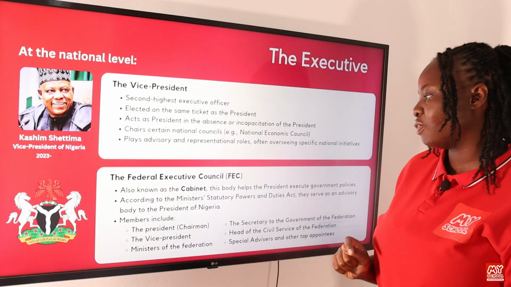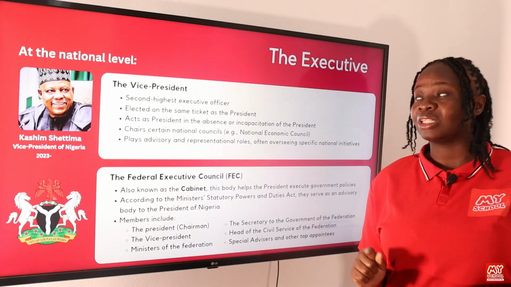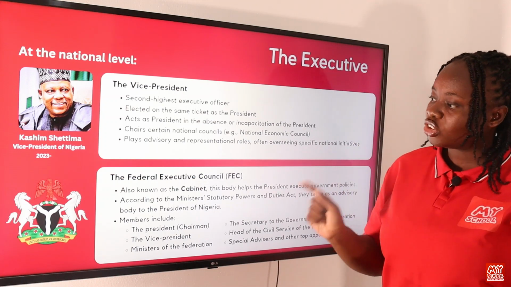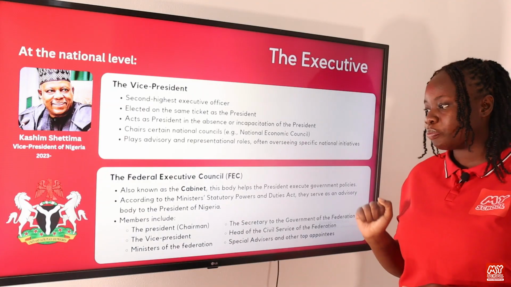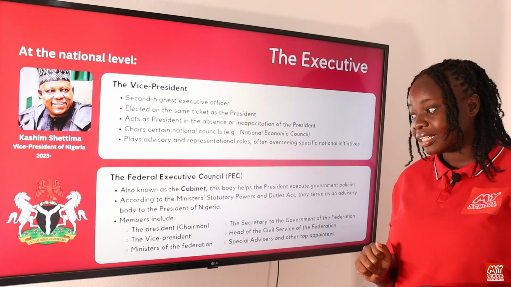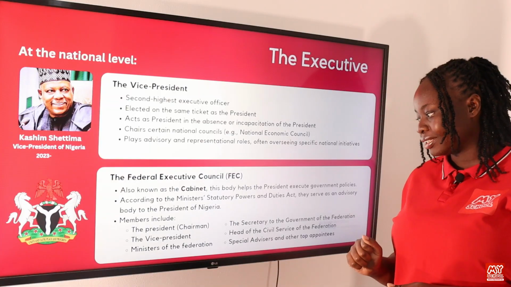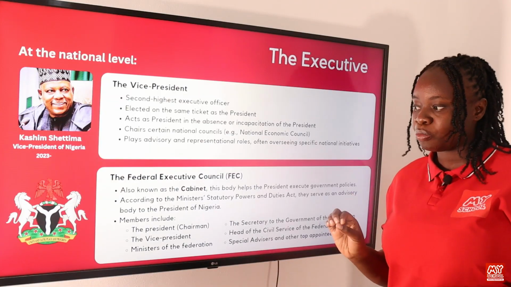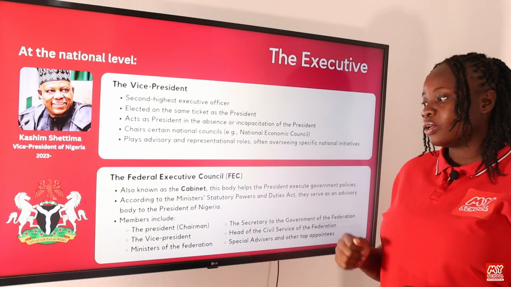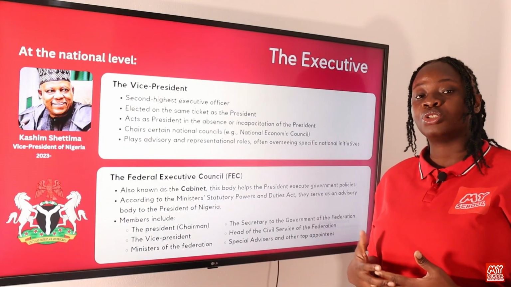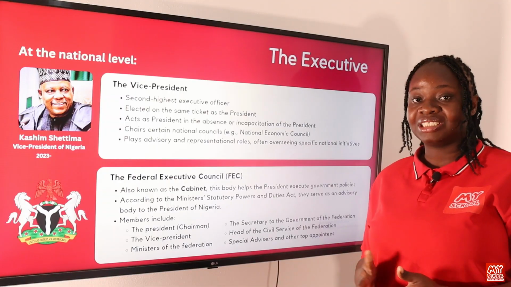Then the Federal Executive Council is also another institution that is under the executive. So it is also known as the cabinet. It's a body that helps the president execute government policies, and according to the Ministers' Statutory Powers and Duties Act, they serve as an advisory body to the president of Nigeria. So the Federal Executive Council, they often meet together to discuss how to implement certain policies within society.